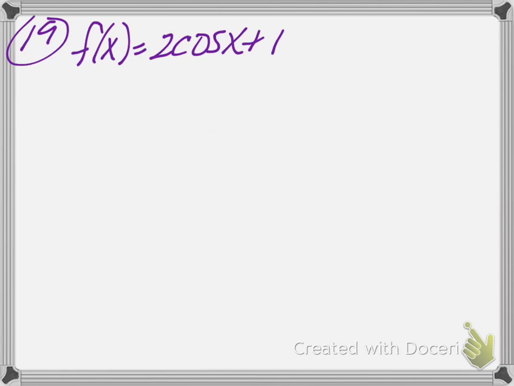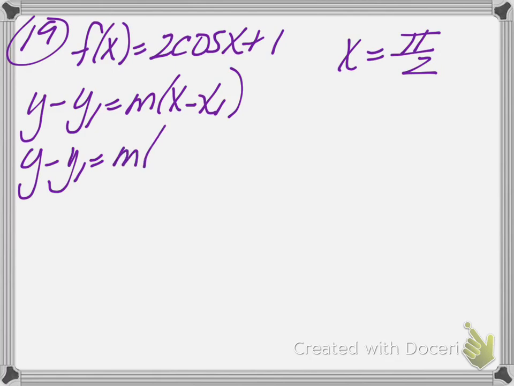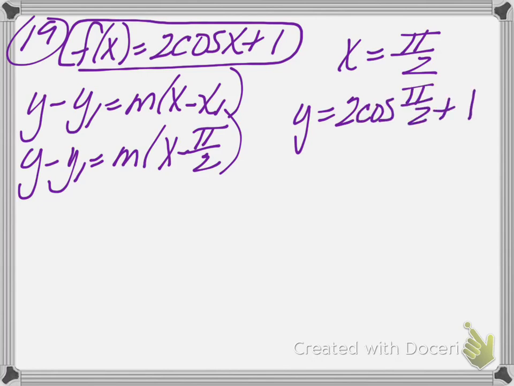Okay, here is number 19, and this is a linear approximation. So we want the tangent line, so we're going to start here. And we were given that x equals pi over 2, so we can put that in. But we were not given y. So how can we figure out what y is? Well, we can substitute it into here, and we'll figure out what y is, because y is just equal to 2 cosine pi over 2 plus 1.